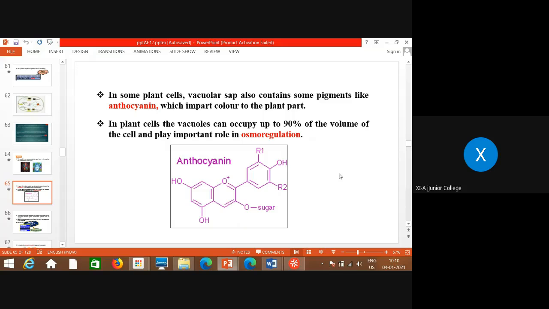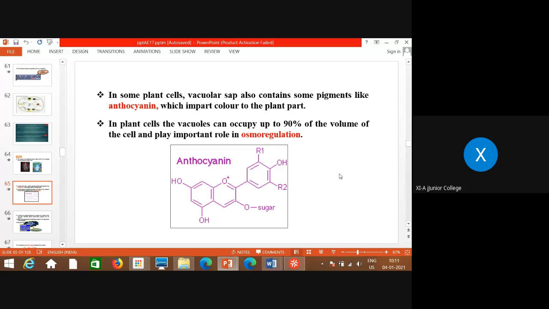Now what are the functions? We'll discuss step by step. In some plants, vacuolar sap also contains some pigments like anthocyanin, which impart color to the plant part. Anthocyanin is one example of these pigments; its color is blue. Different types of pigments are present in the vacuolar region. Sap is the liquid content present in the vacuole, so different pigments present in it give color to that particular plant part.